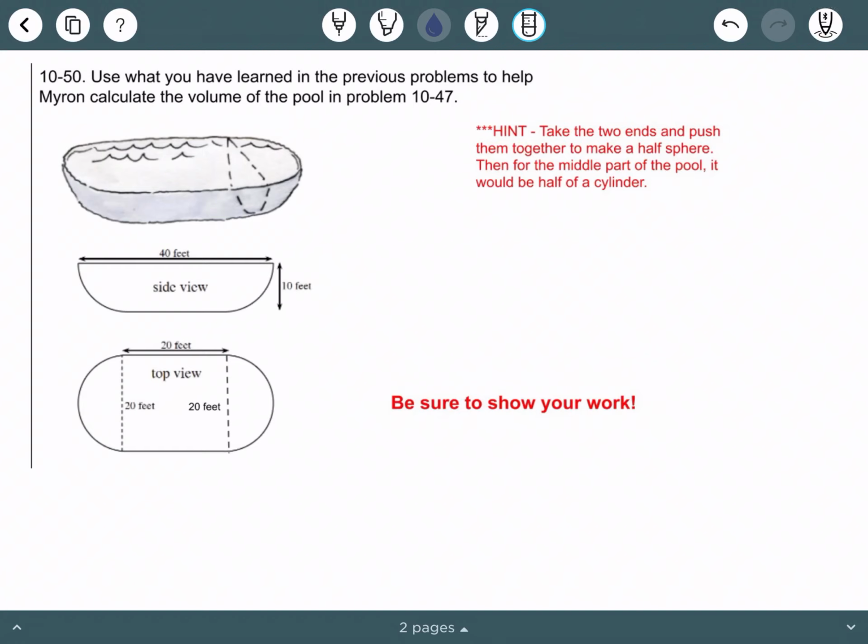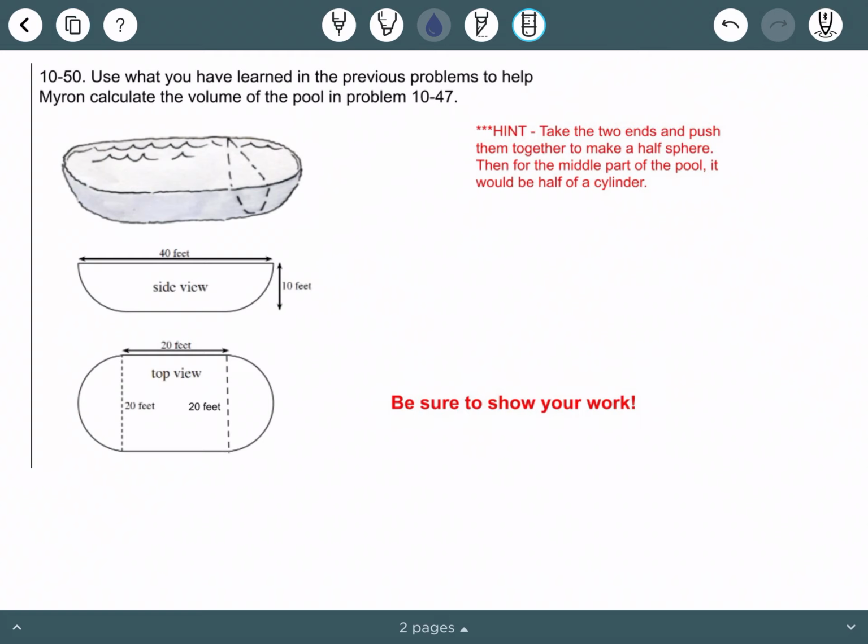1050. Buckle your seatbelts, everyone, because I'm telling you straight up, there's going to be a lot of work for this one. All right, use what you have learned in the previous problems to help Myron calculate the volume of the pool in problem 1047.